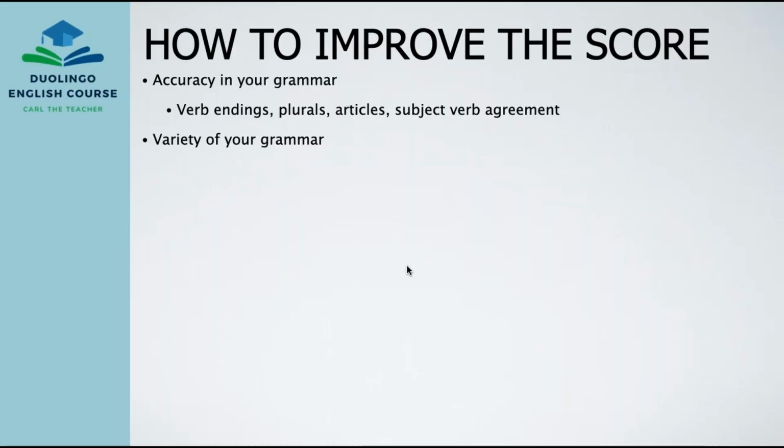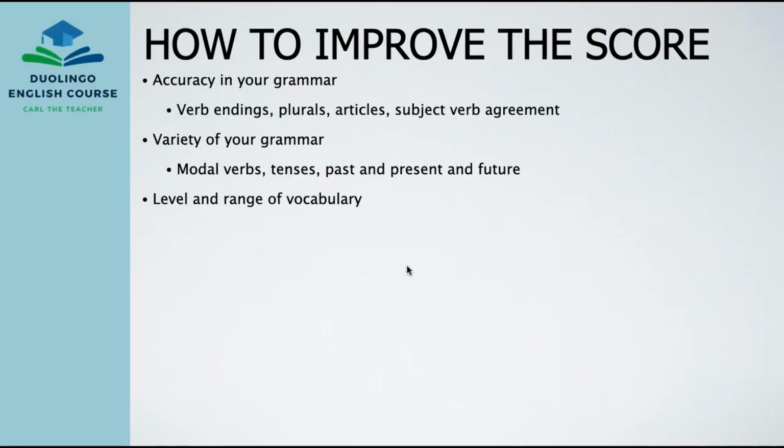Variety of your grammar. So having, for example, some modal verbs in there, having a range of tenses, trying to speak a little bit about the past, the present and the future will help to improve this variety. The level and range of vocabulary. So being topic appropriate and also using less common words, but also using the correct form of vocabulary. So just to give you an example, happy is an adjective. Happiness is the noun. Happily is the adverb. So using the correct form of a word in the correct place would really benefit this score here.